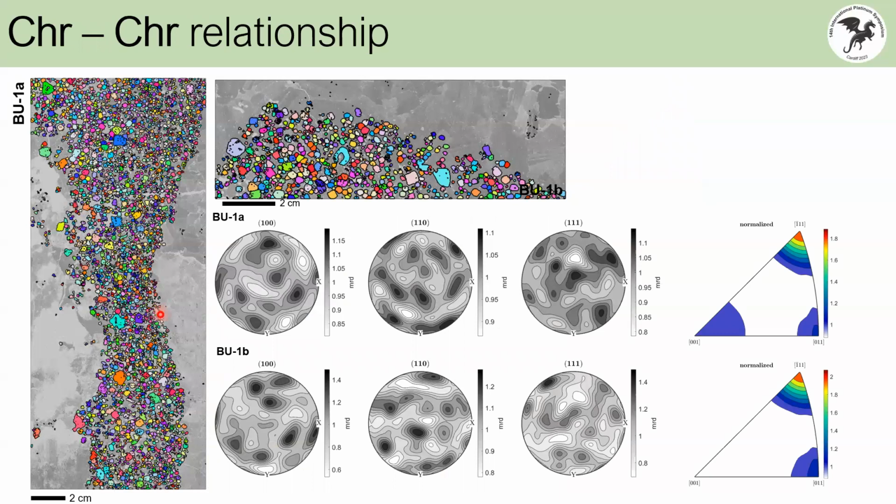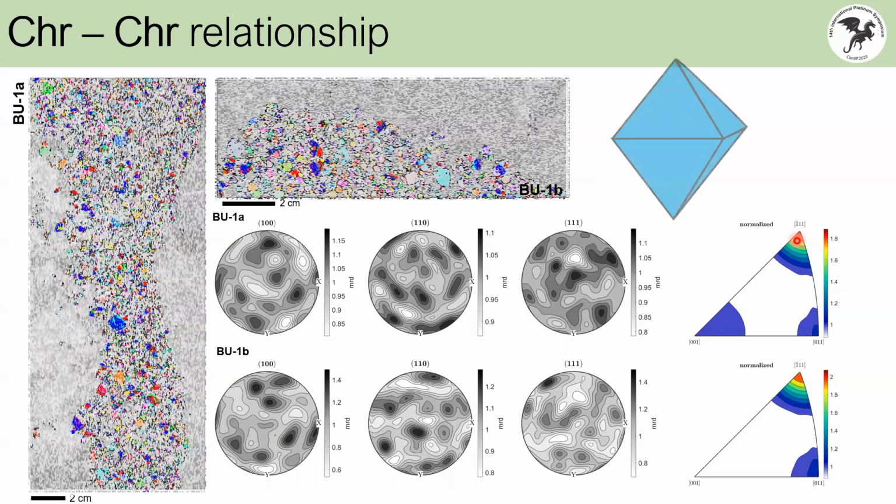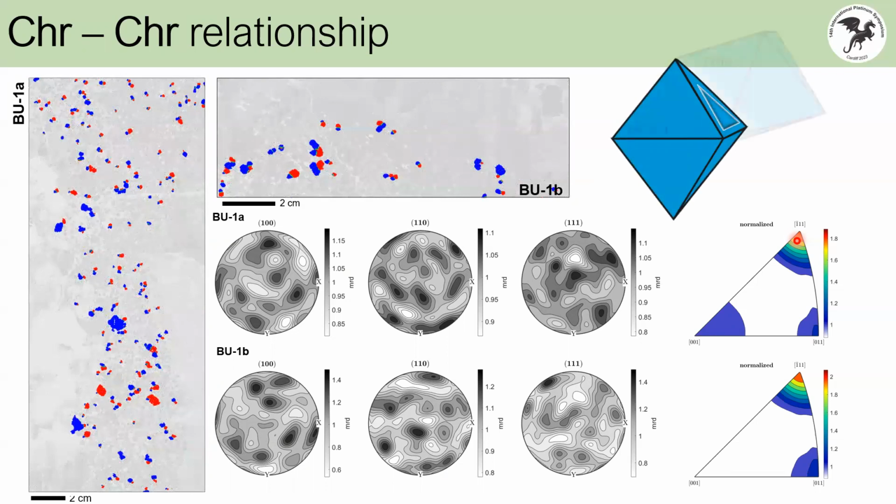Pole figures don't tell us anything. We see that they're all random. We see a little peak here, and this is normalized. So I took out the theoretical distribution, the expected distribution of the chromites, and I got the peak in 111. And these are actually twins.